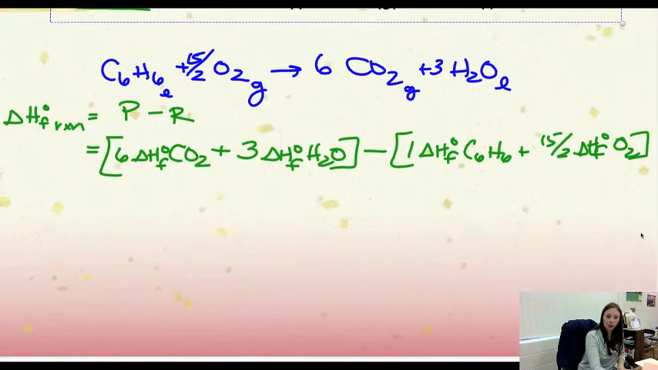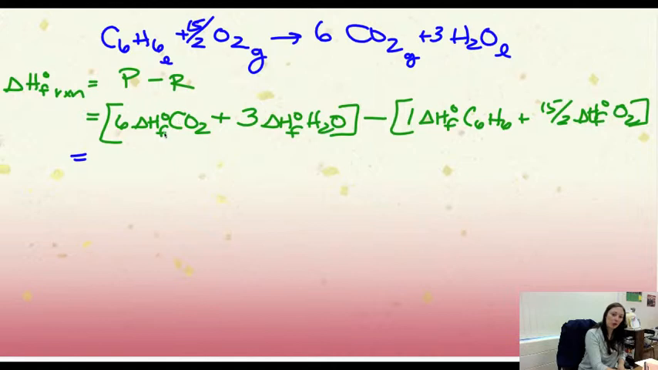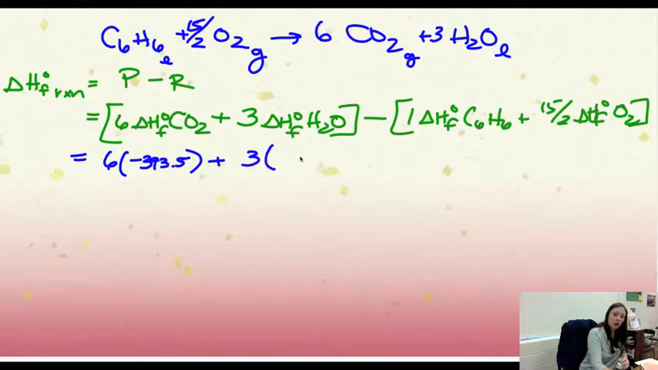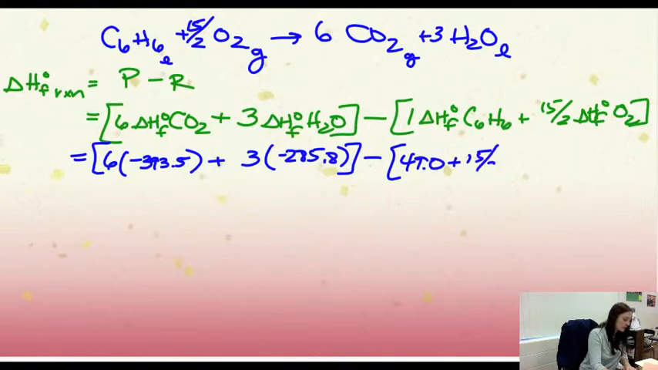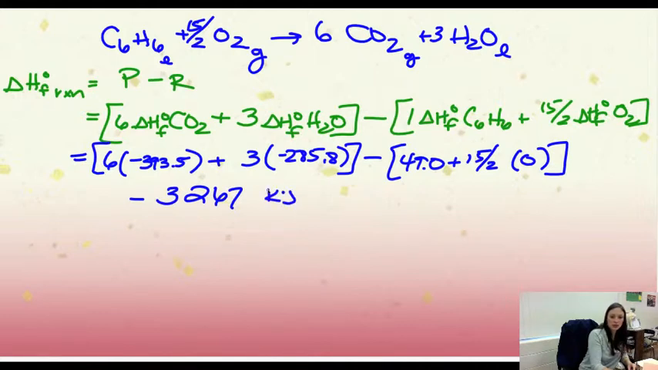So all I do now is look up my numbers. I look up the enthalpy of formation for CO2. Be careful, make sure it's the gas one. You'll take 6 times that, and you should find it's negative 393.5. Plus 3 times water. It's got to be water as a liquid, so that's negative 285.8. Minus my C6H6, which is 49, plus 15 halves times my oxygen. O2 is a gas at room temperature anyway, so does it take any heat there? That's 0. So all I do now is put all my numbers together, and you should get negative 3,267 kilojoules, and it's labeled kilojoules per mole because it's per 1 mole of C6H6.